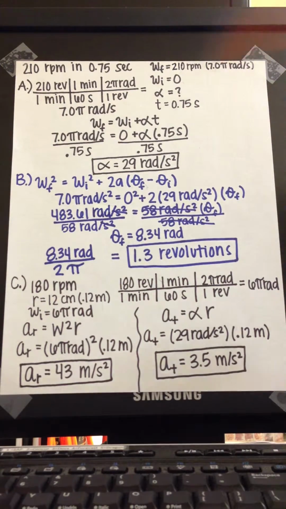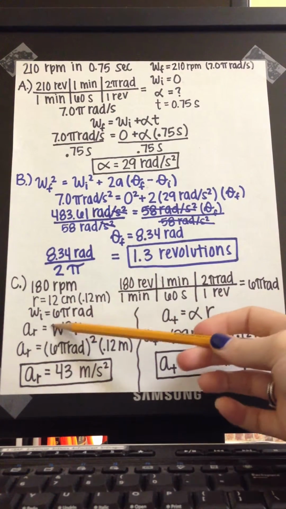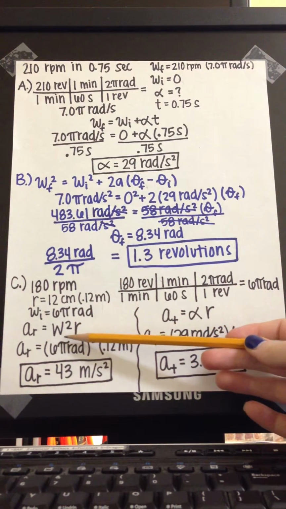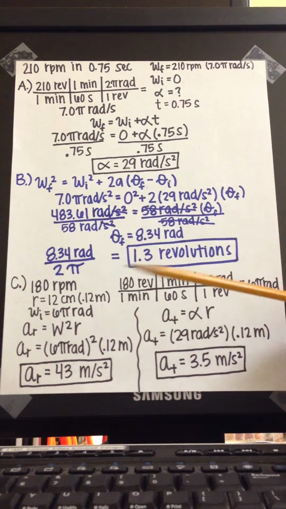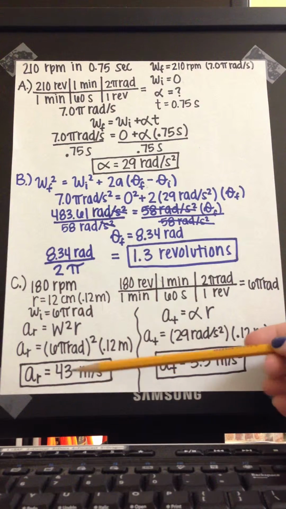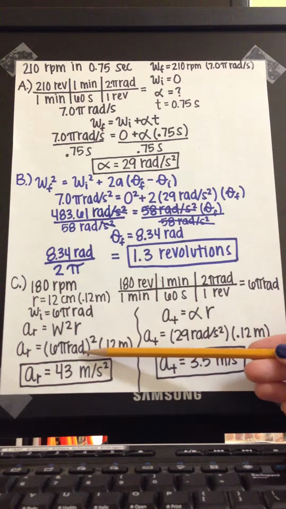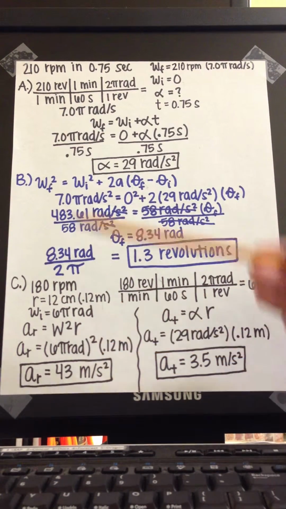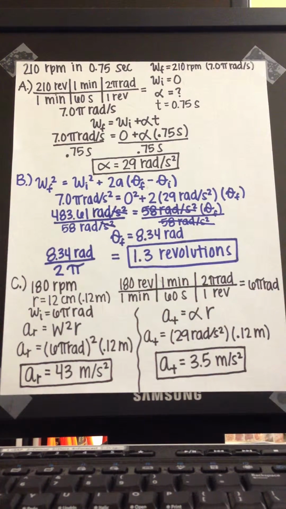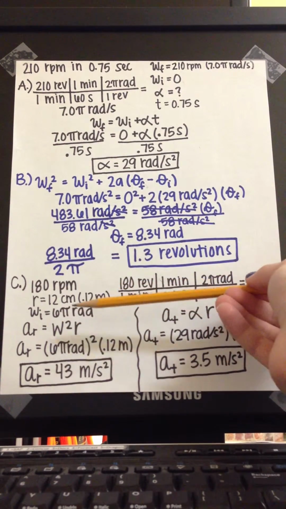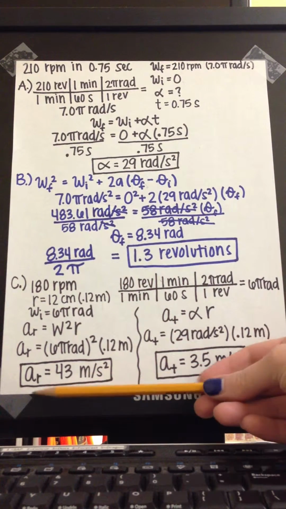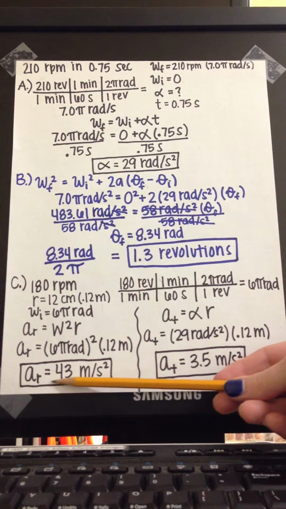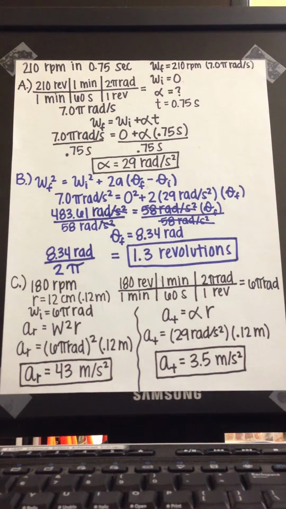So to find radial acceleration, you have to use the formula: radial acceleration is equal to angular velocity squared times the radius, and then you just plug in your values, and you get that the radial acceleration is 43 meters per second squared.